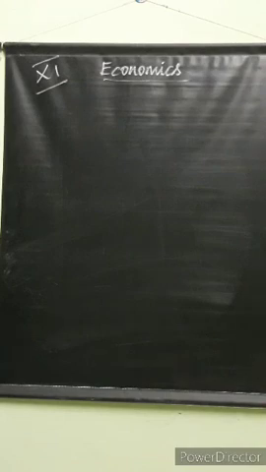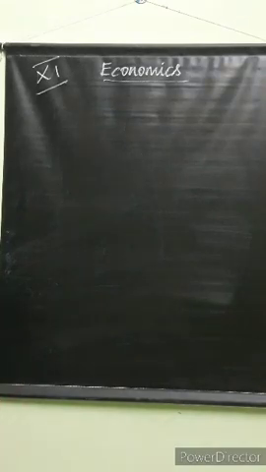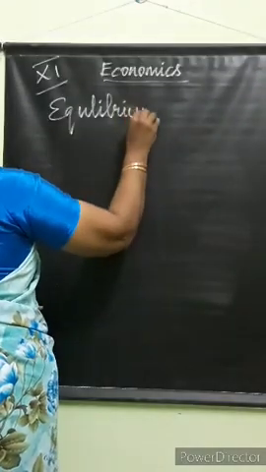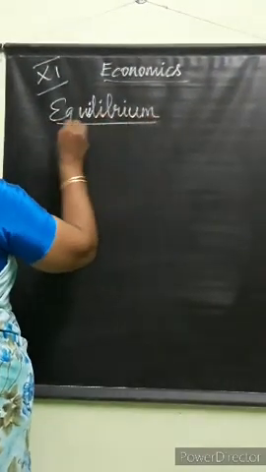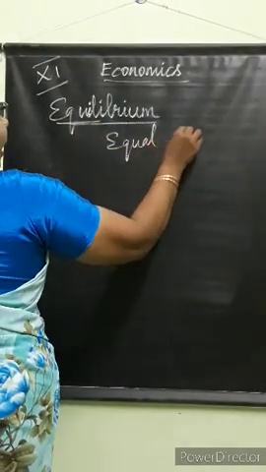Different scope of economics, isn't it? And in the basic concepts you have learned different things, that is goods, services, utility, and so many things, price, market and cost. Today you are going to learn the equilibrium. What is equilibrium? What do you mean by equal? Equal means should be same, isn't it?